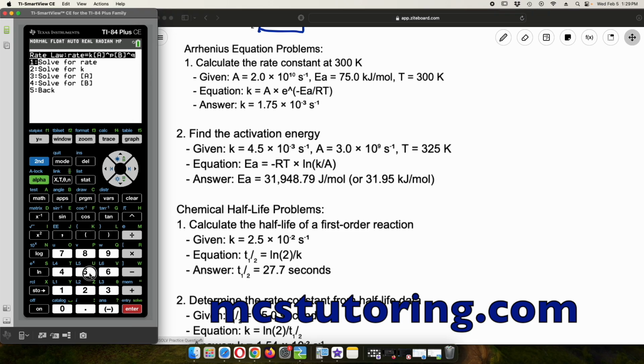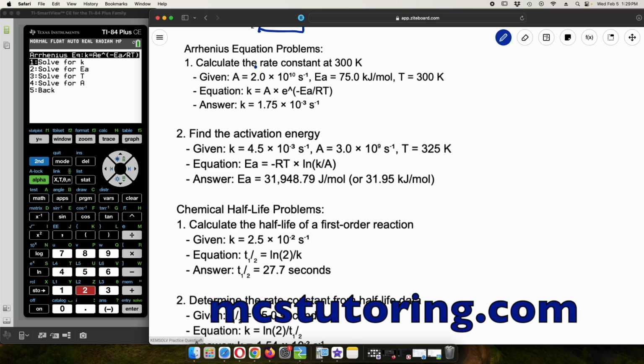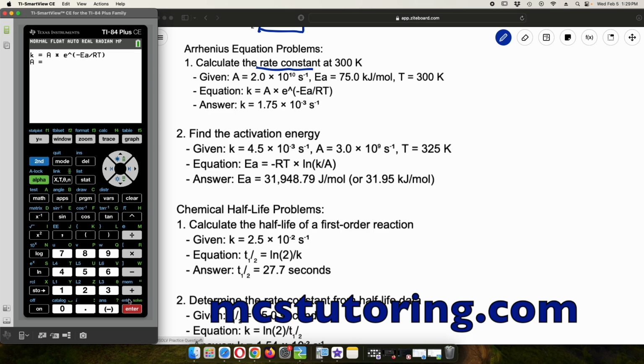Yes, good. So we're going to go back, and then we're going to go to Arrhenius equations, and then calculate the rate constant at 300K. So we're going to solve for the rate constant, by the way, is small k. So that's this option here, the first thing. So we can do that. And then we get A. What's A? 2 times 10 raised to the 10th power.